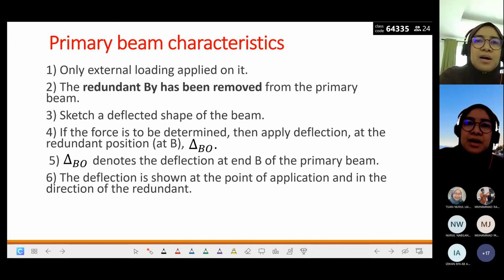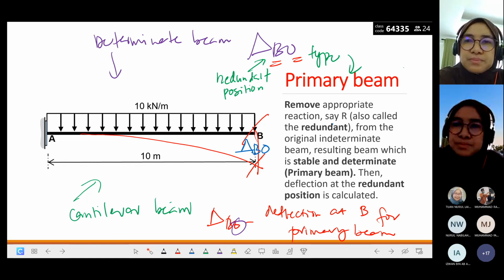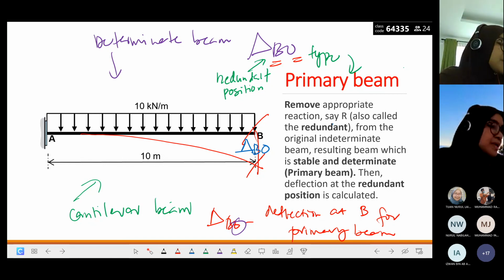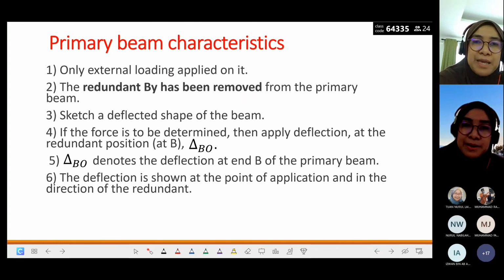Redundant BY has been removed. Ada tak BY dekat situ? Ada tak BY? Tak ada. Tak ada BY. We have removed. Okay. Number 3, sketch a deflected shape of the beam.